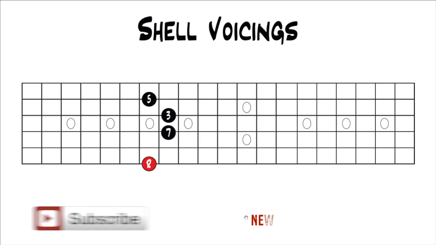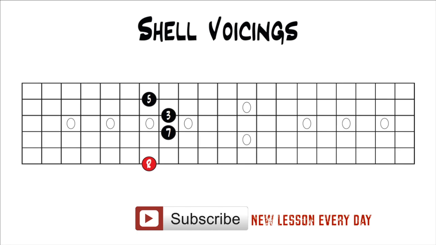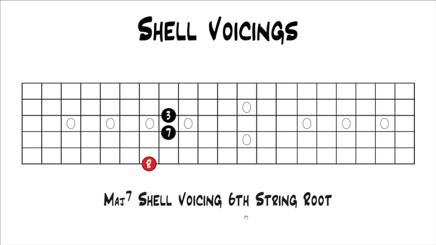So the easiest way to look at building shell voicings, since you already know how to build drop 3 chords, which is what's on your screen, there's a major 7 drop 3 chord on your screen starting on the 6th string. The only difference between this and a shell voicing that starts on the 6th string is you're taking that fifth out. So here's a major 7 shell voicing starting on the 6th string. And as you can see, it's just a root, a third, and a seventh.